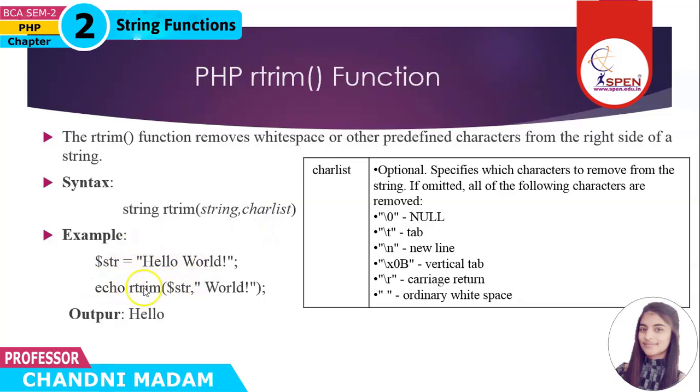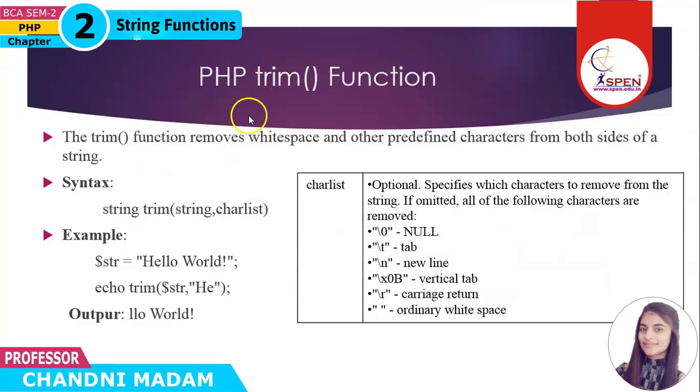So in this rtrim function example we will pass str. In str we have "hello world" and now we want to remove "world", or we want to strip "world". So after executing rtrim, it will give "hello".